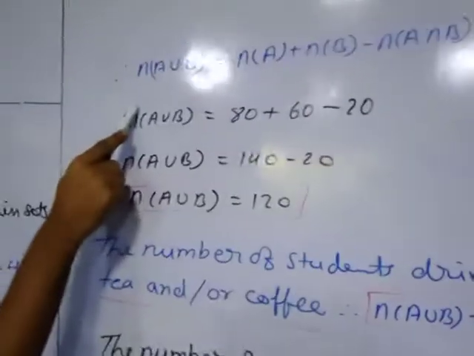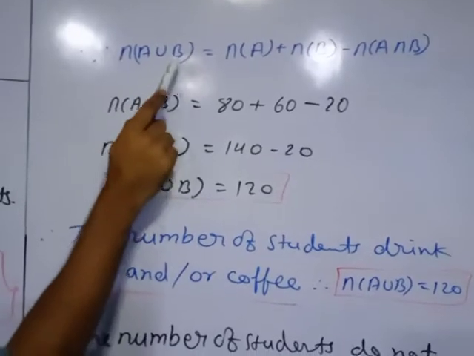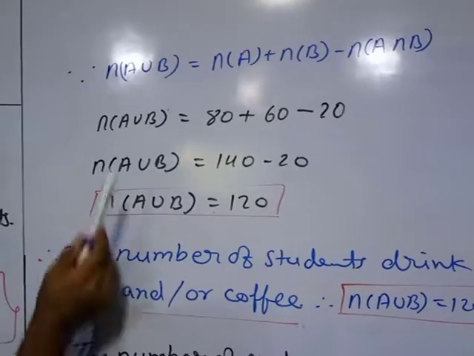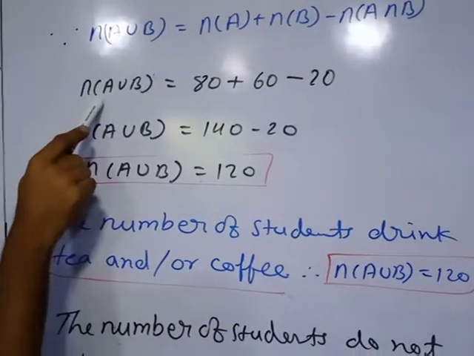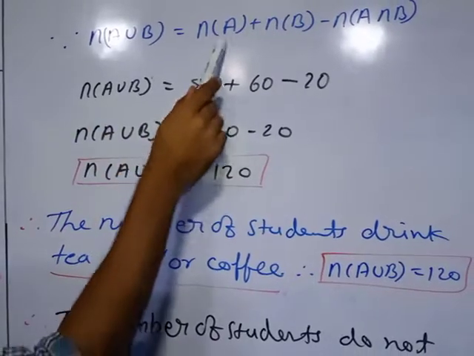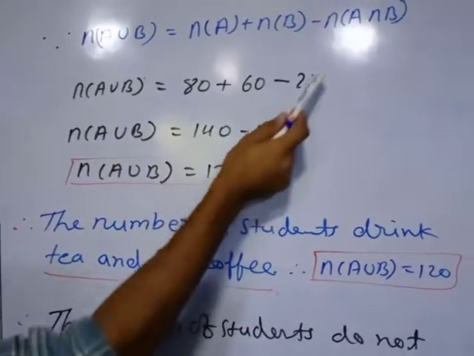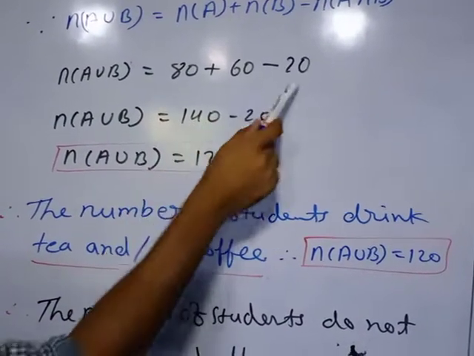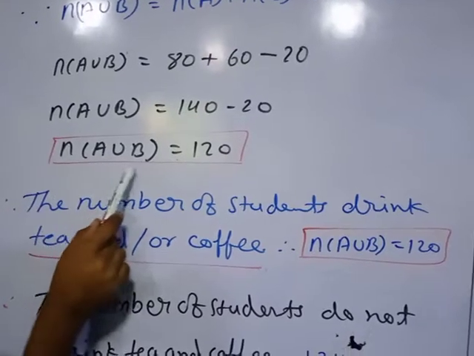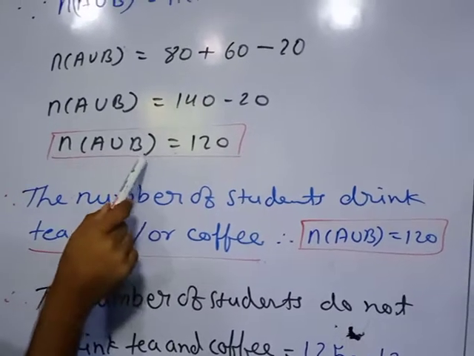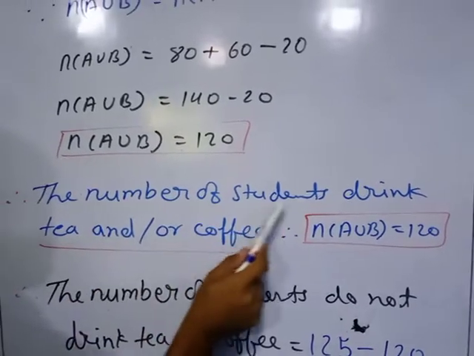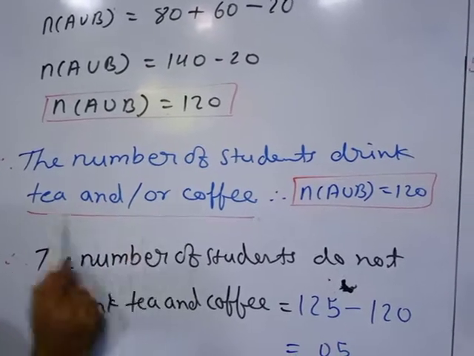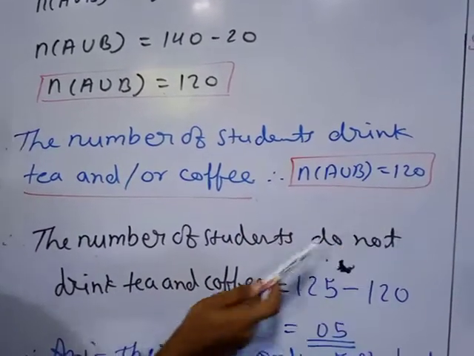As we know the formula, number of A union B is equal to number of A plus number of B minus number of A intersection B. Substitute all the values. We don't have the value of number of A union B, write as it is. Number of A 80, number of B 60, number of A intersection B is 20. 60 plus 80 becomes 140, minus 20. We got number of A union B as 120. Now what is A union B? The number of students who drink tea or coffee, that is A union B, we got 120.